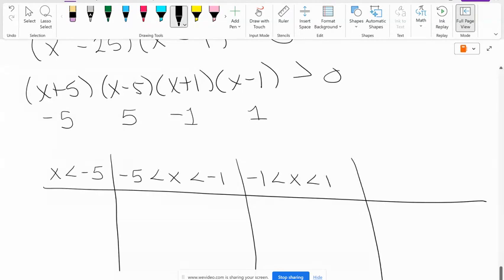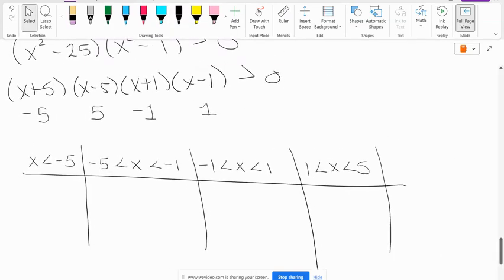And then we're going to test between the next two numbers. So I did negative 5 to negative 1, then I did negative 1 to 1. What am I going to do now? 1, 2, 5. Good, Philip. And then lastly, bigger than my biggest number.